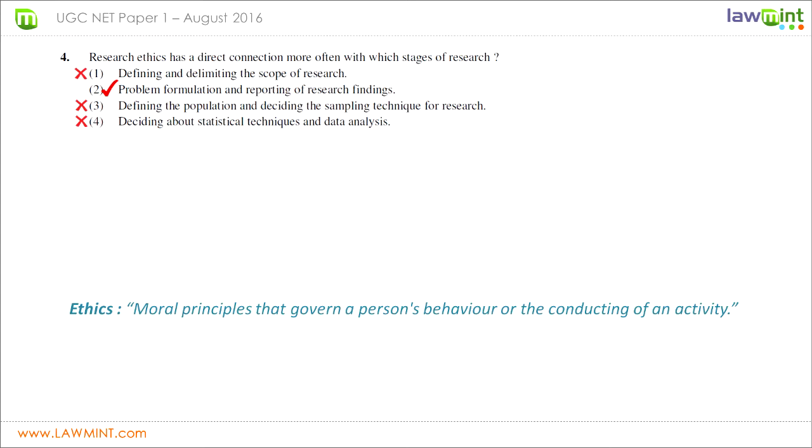And if you look at the other answer choices, defining and delimiting the scope of research, defining the population and deciding the sampling technique for research, or deciding about the statistical techniques and data analysis, that are options 1, 3 and 4, are a fundamental part of the research process, where you are defining the scope or deciding what tools you'll be using for analyzing the data.